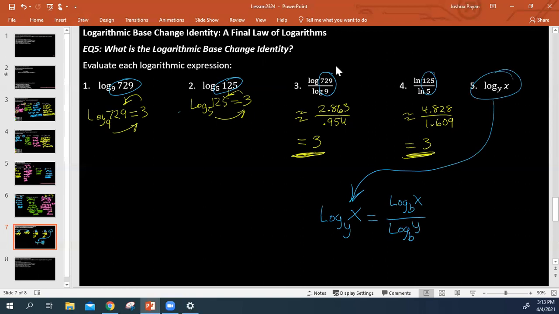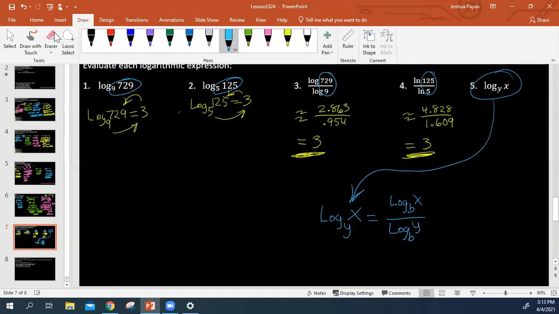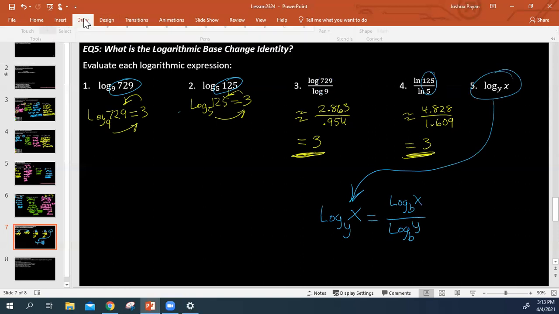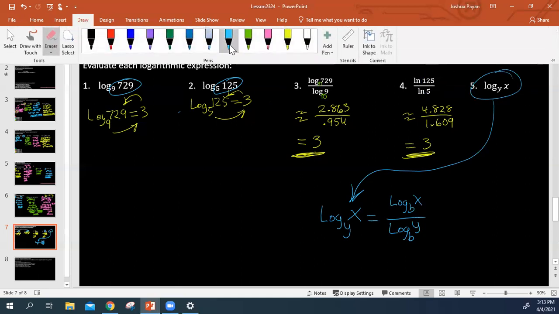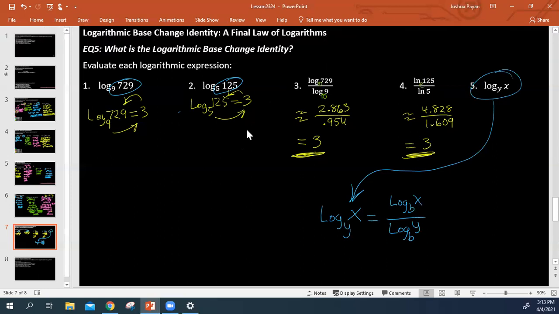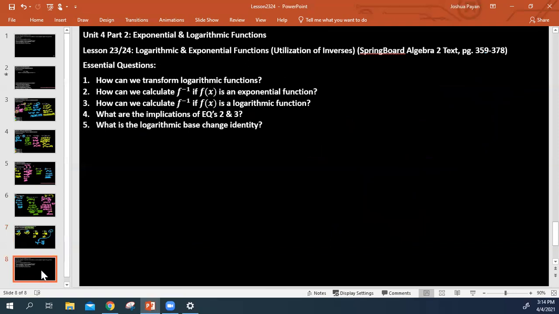So here in both instances, top and bottom, we had log base 10. Log base 10 here, log base 10 here. Here, top and bottom, we had log base e and e. As long as the bases are the same, this identity always holds true. This is our change base identity or base change identity. And that's the last law of logarithms we're going to learn off the top of my head.